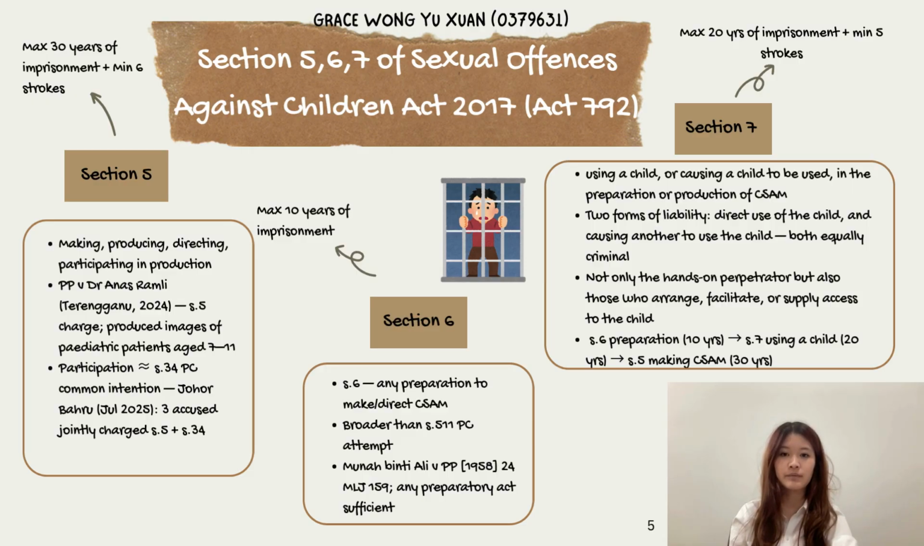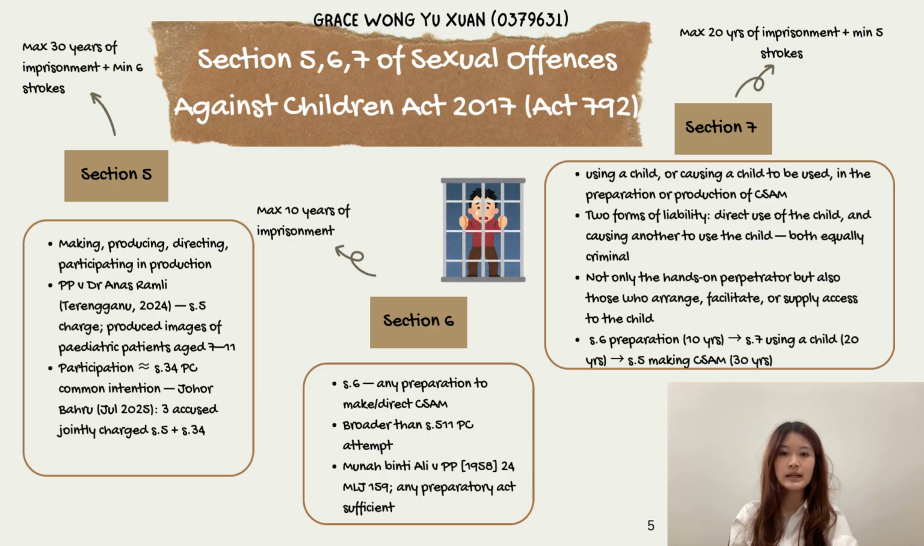of those children. In terms of participation liability, this is analogous to common intention under Section 34 of the Penal Code, and prosecutors frequently charge multiple accused persons under Section 5, read together with Section 34, as seen in the Johor Bahru prosecution in July 2025, where 3 individuals were jointly charged for producing CSAM involving 2 teenage victims.